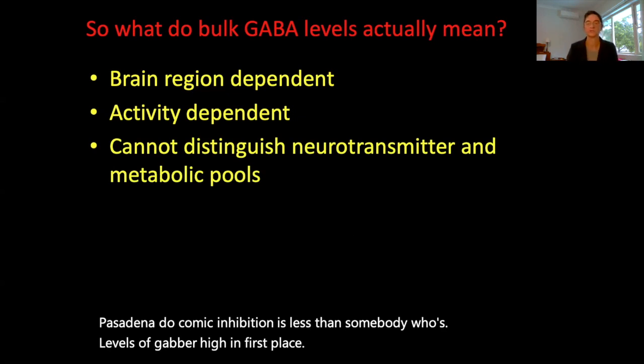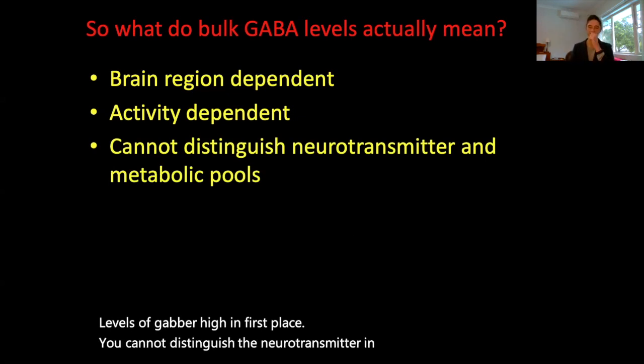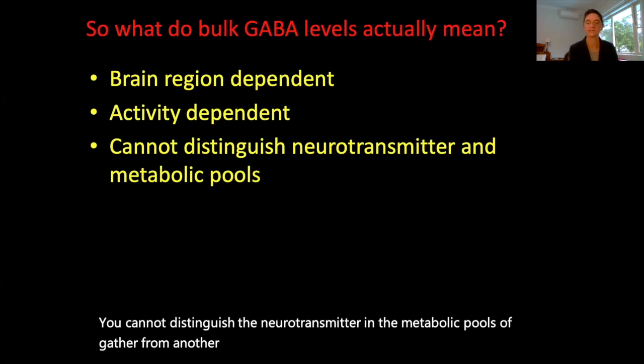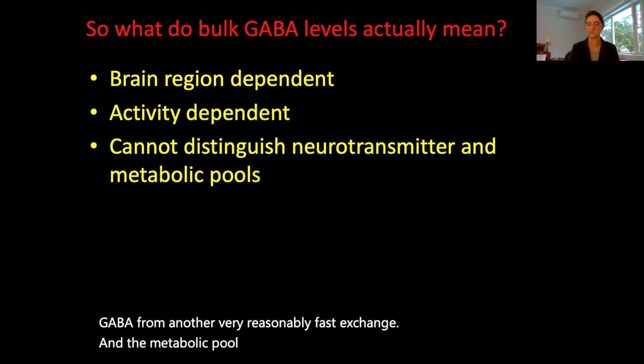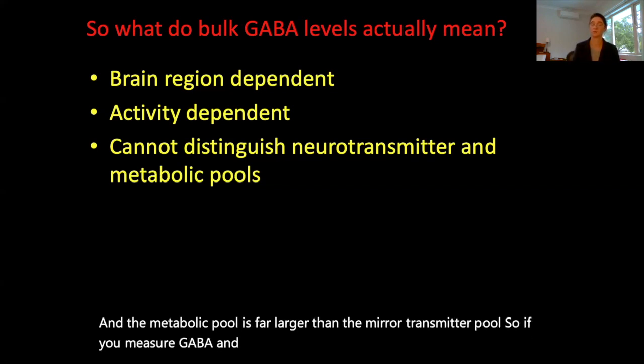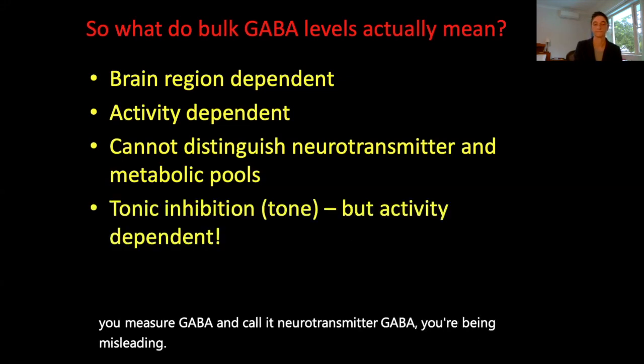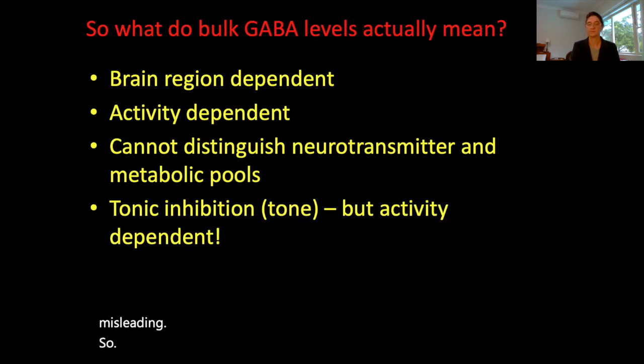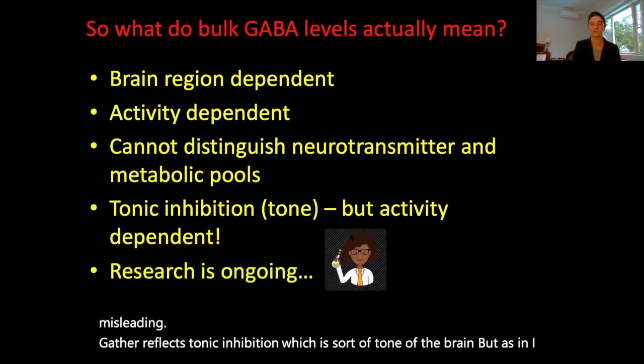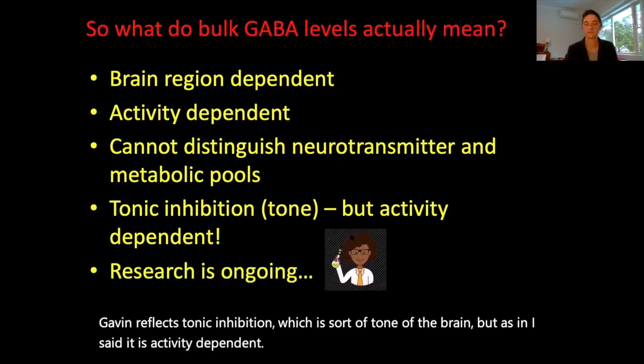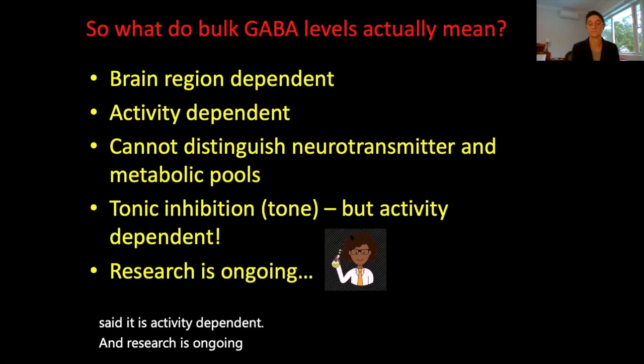You cannot distinguish the neurotransmitter and the metabolic pools of GABA from one another. They're in reasonably fast exchange. And the metabolic pool is far larger than the neurotransmitter pool. So if you measure GABA and call it neurotransmitter GABA, you're being misleading. So GABA reflects tonic inhibition, which is the sort of tone of the brain. But as I said, it is activity dependent. And research is ongoing, so watch this space. New papers are coming out all the time. And thank you for your attention.